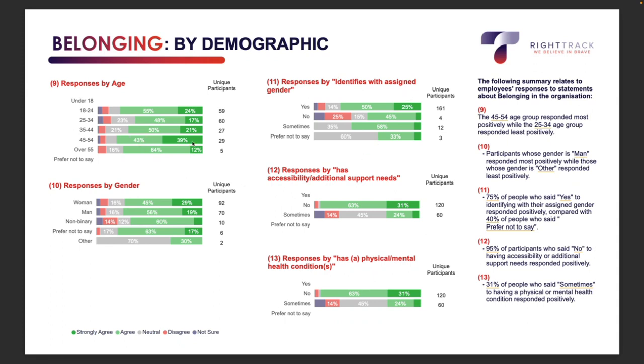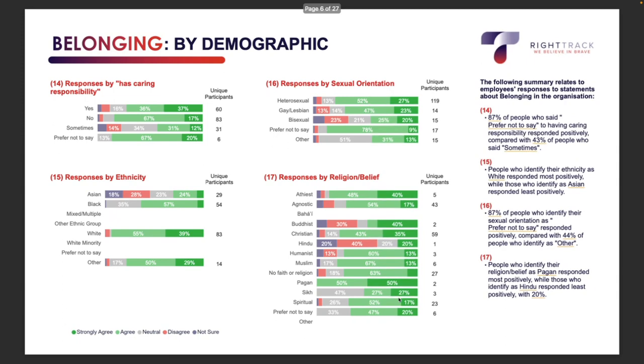So what you can quite quickly start to see is where groups of people might be having a slightly different experience within the organisation, and we can take identifies with assigned gender as an example. You can see 25% of people who said no to that question also responded they disagree with the statements about belonging in the organisation. We then have a further breakdown by caring responsibility at figure 14, ethnicity at figure 15, sexual orientation at figure 16, and then religion belief at figure 17.